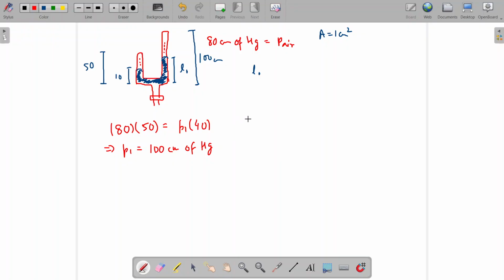Then, what about the column on the right? In the column on the right we also have air at 80 centimeter of mercury, and it is occupying initially 100 centimeter of volume. Finally, the pressure changes to P2, and it is occupying only 100 minus L naught volume. If we multiplied the area over here, that area will simply get cancelled out in both LHS and RHS. That's why we are omitting the area A equal to 1 centimeter square. So this is the other equation which we have.